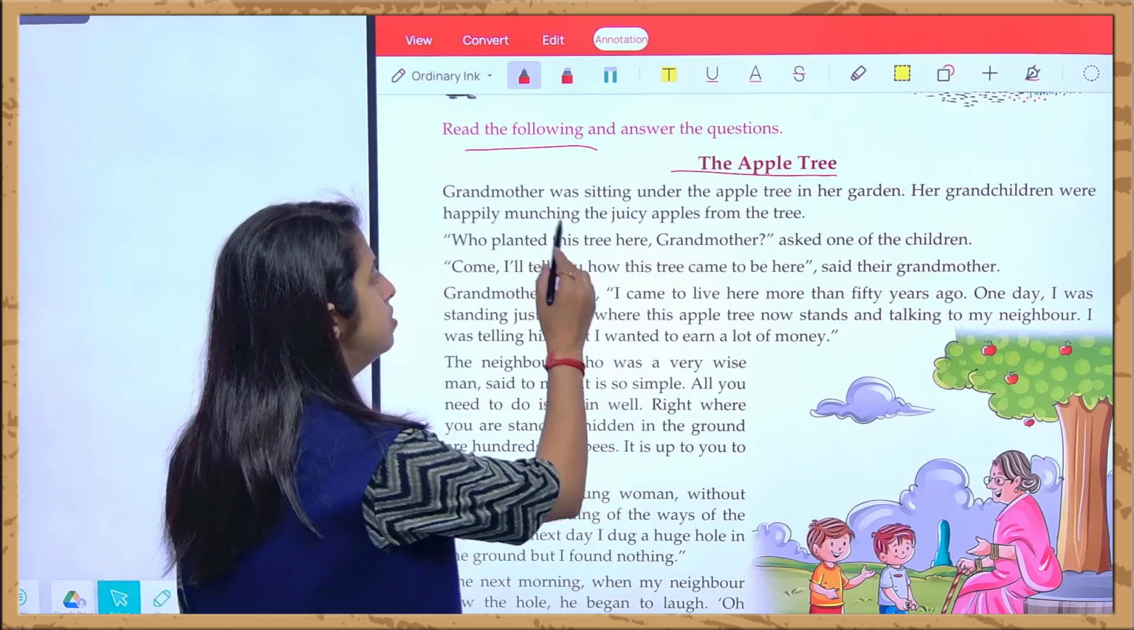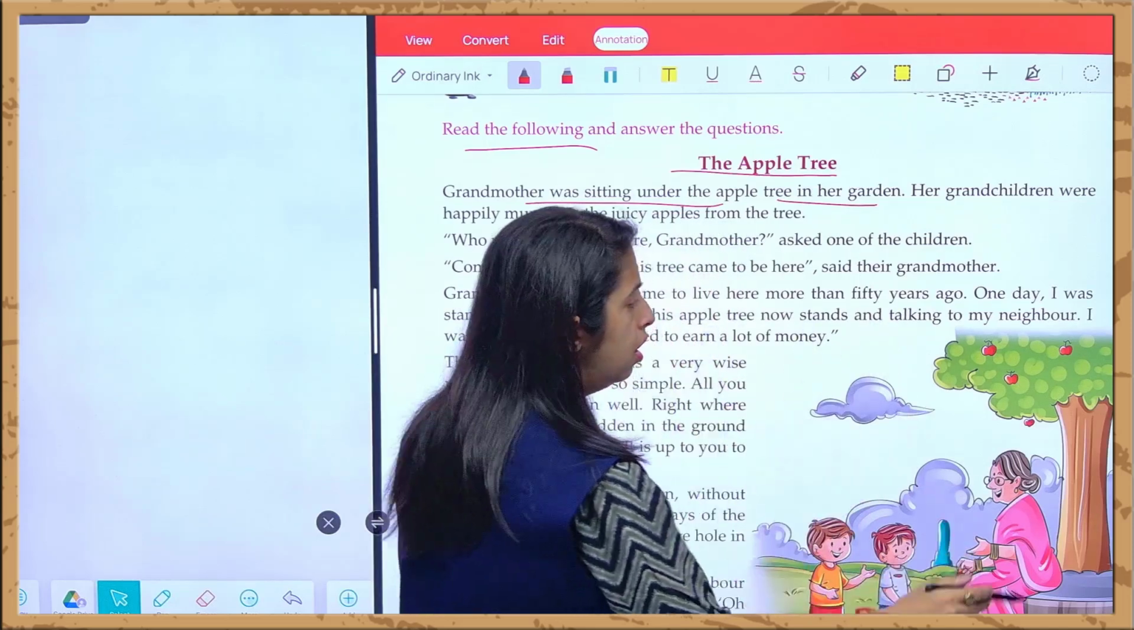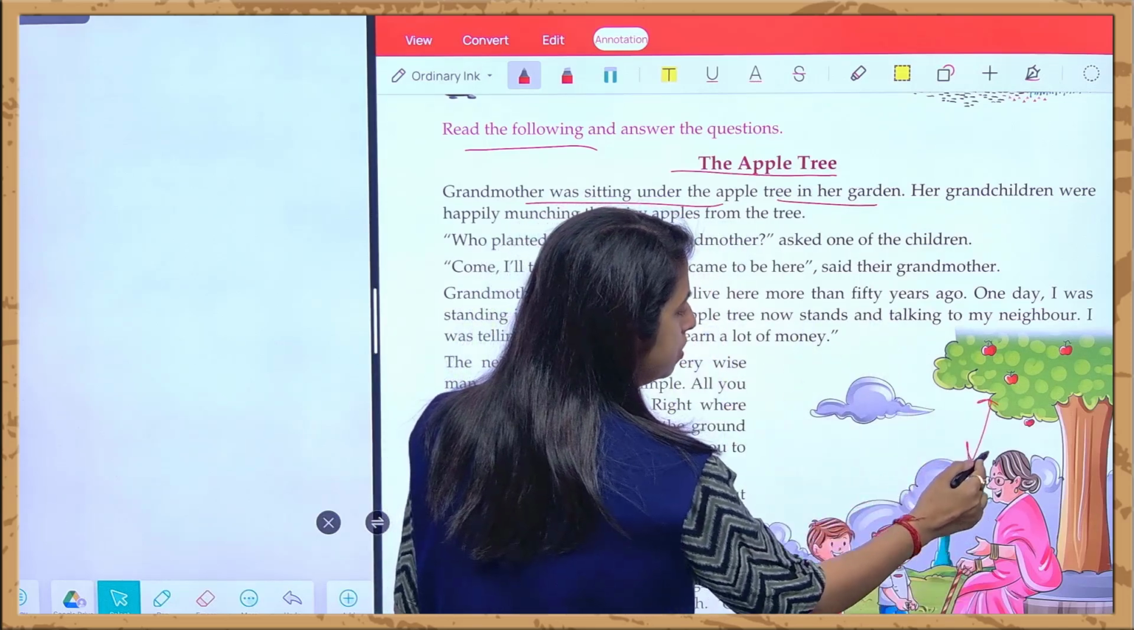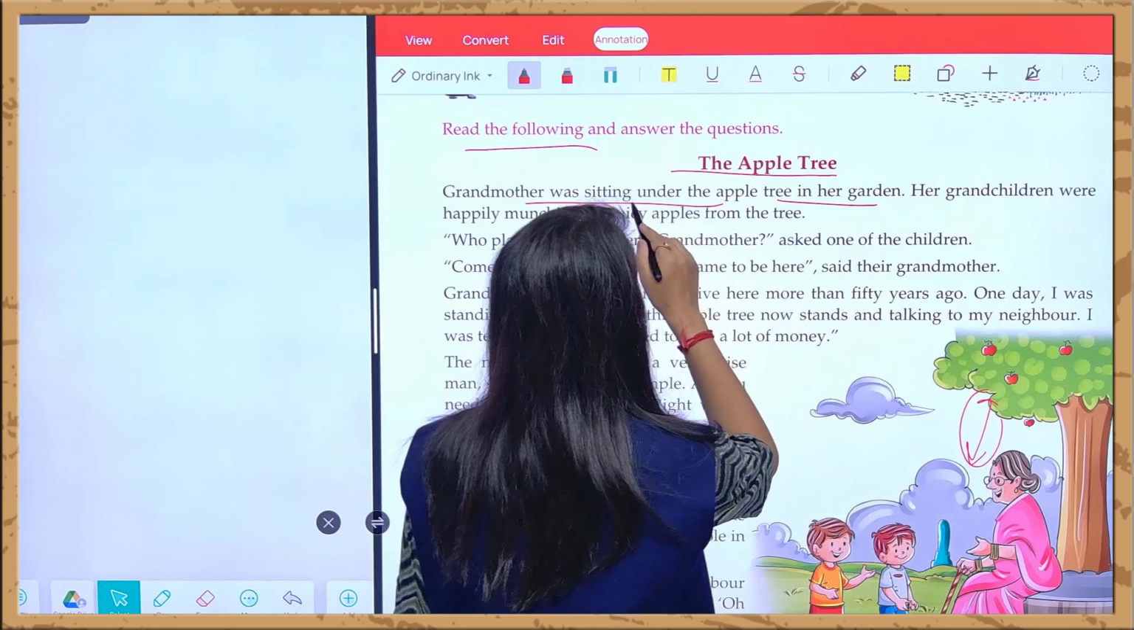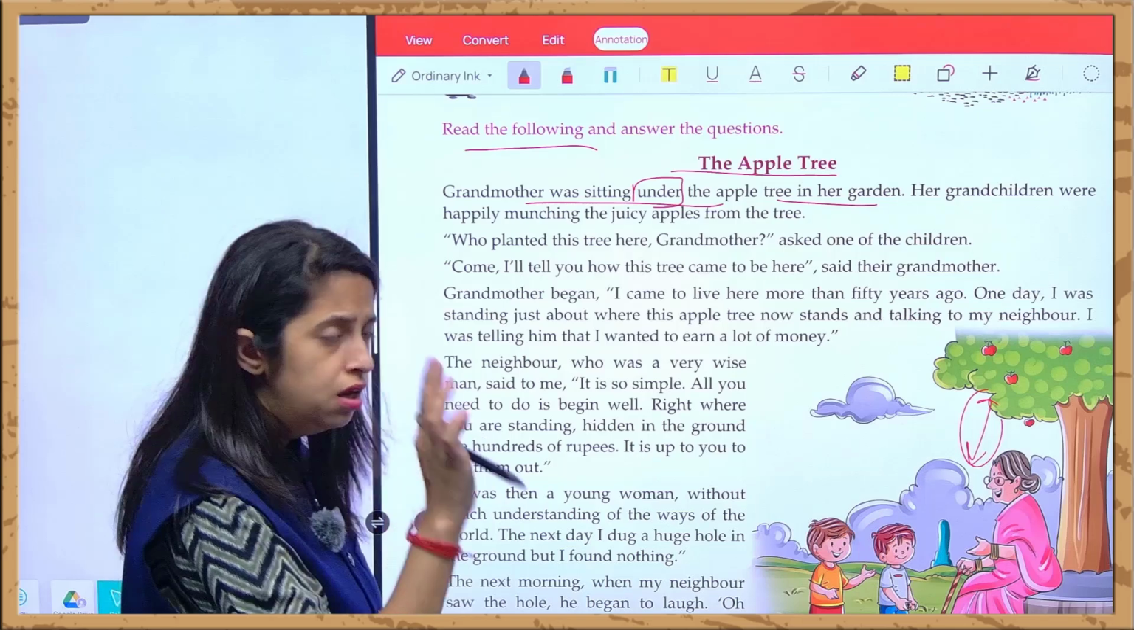Now grandmother, she was sitting under the apple tree in her garden. देखिए वो garden पे बैठी हुई है. एक बात ध्यान रखिएगा, पेड़ के नीचे बैठी हुई है, दोनों के बीच में अच्छा खासा डिफरेंस है, इसीलिए यहाँ पे अंडर आया हुआ है. Right? Under means there is a gap between the person and the thing.